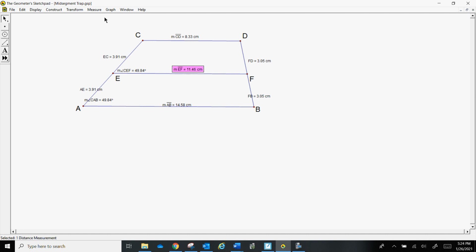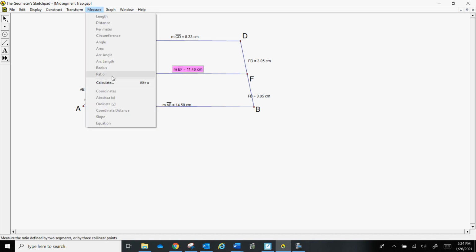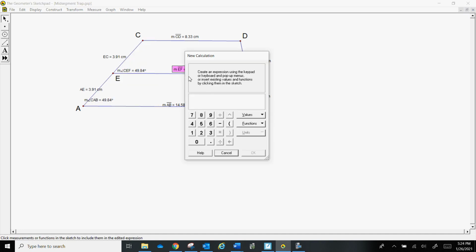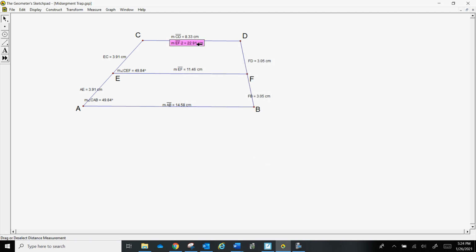Now if I come over here and use my little calculator again, what happens if I double this? If I times that by 2, I come up with 22.91. Obviously, I told you it was 22.92 when I did it in my head, but there must be some rounding going on. Well, that's not 22.91. That's 14.58. But this one's 8.33.